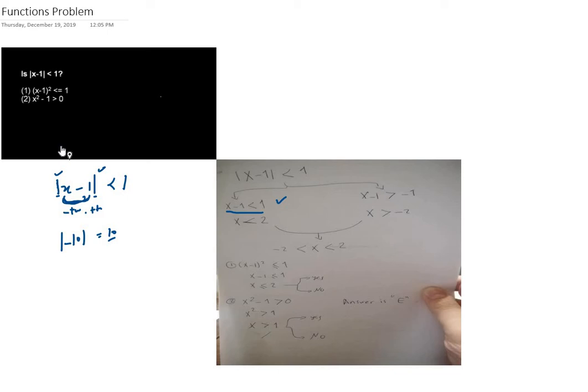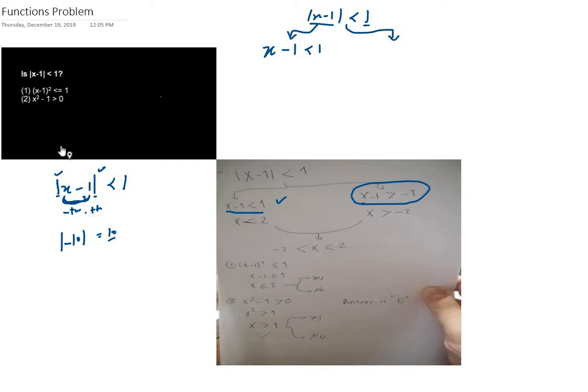So when I say mod x minus 1 less than 1, that essentially means the first case will be x minus 1 less than 1. And what will be the second case? Here, is it right or wrong? So what should it be? What are the possibilities of x minus 1 so that it remains less than 1?